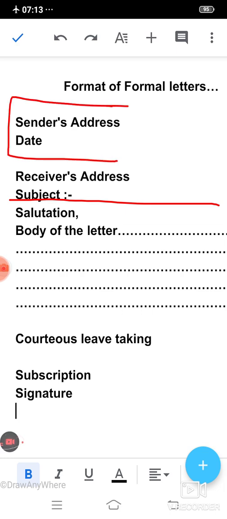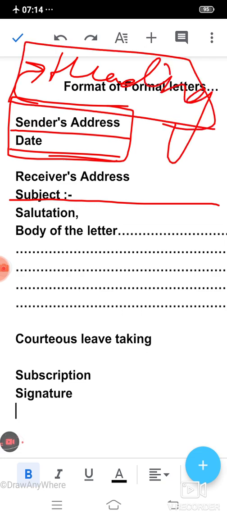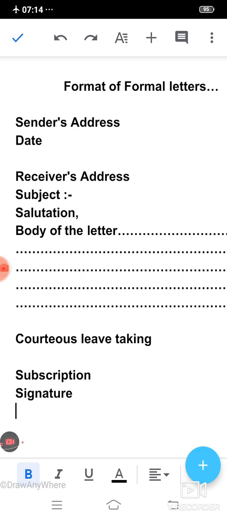So remember students, first of all we write sender's address plus date. These two things are written all together, meaning we do not leave a line after the sender's address. Although it is not considered wrong if we leave a single line after the sender's address. Both these things are known as heading, a part of the letter, and a part of a letter must be written all together. And this part is written both in formal and informal letters.